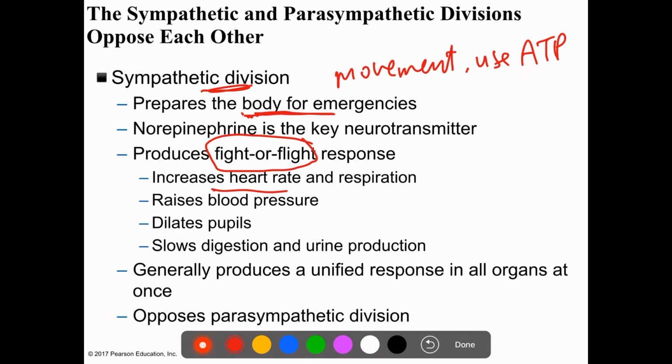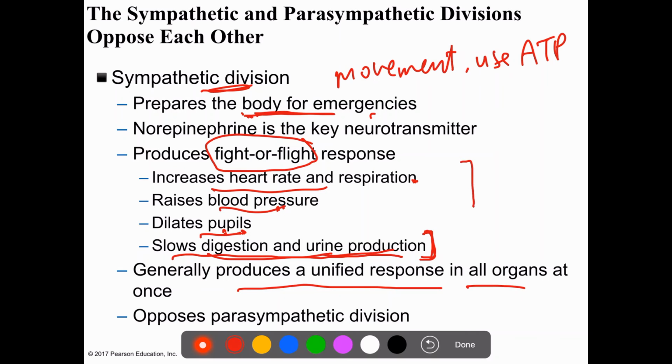Here, it will increase the heart rate and respiration. It will raise the blood pressure. It will dilate the pupils. It will slow digestion and urine production. So here, it will supply a lot of oxygen and blood, raising blood pressure to sustain those levels of oxygen in the blood, dilating pupils so we can see clearly, and slowing digestion and urine production, so there is no waste of energy on minor functions during emergencies. And generally, it produces a unified response in all organs at once.